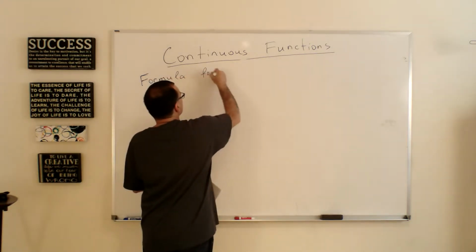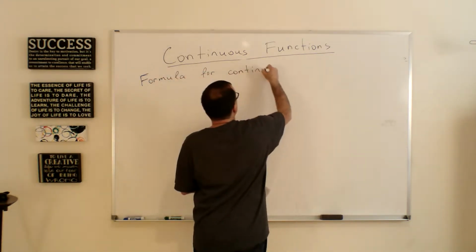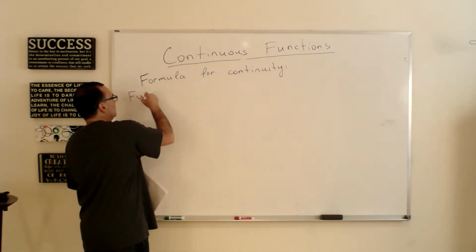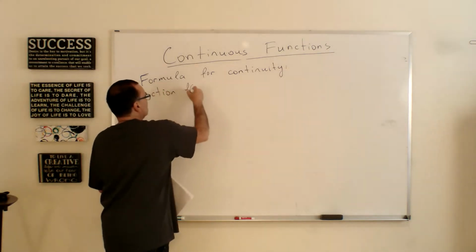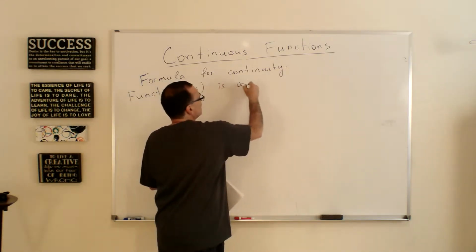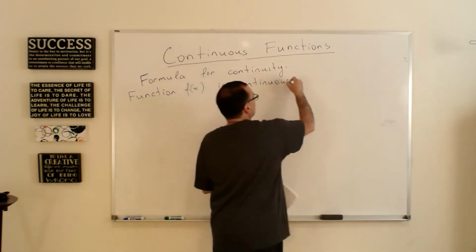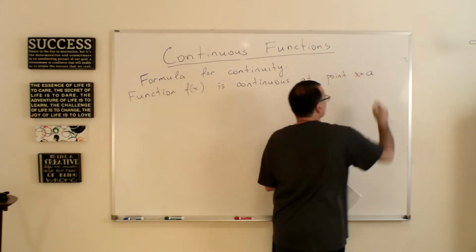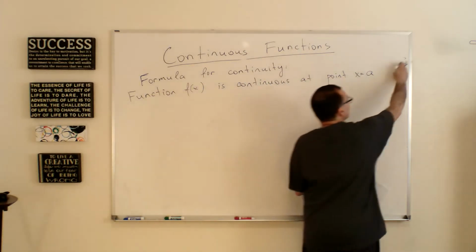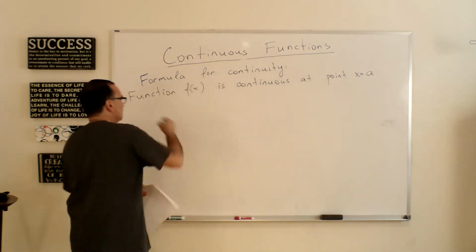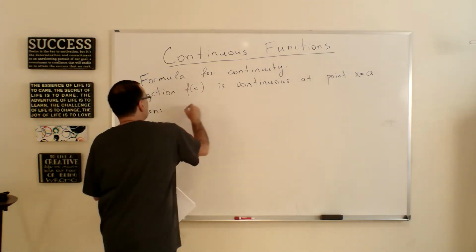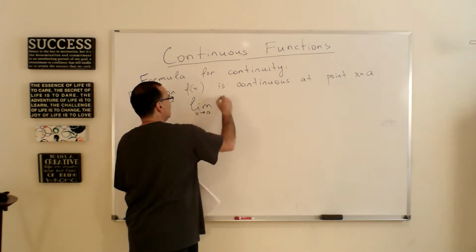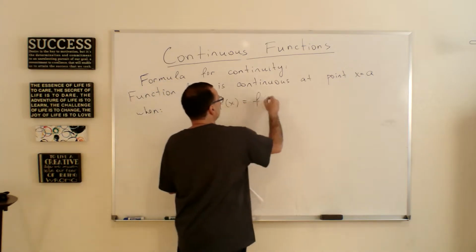Formula for continuity. Function f, or f of x, is continuous at point x equals a, or at x value x equals a, when the following formula holds: limit as x approaches a of f of x equals f of a.